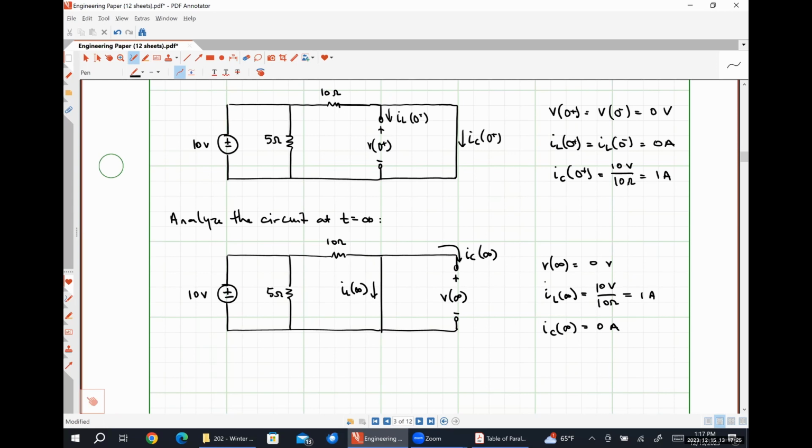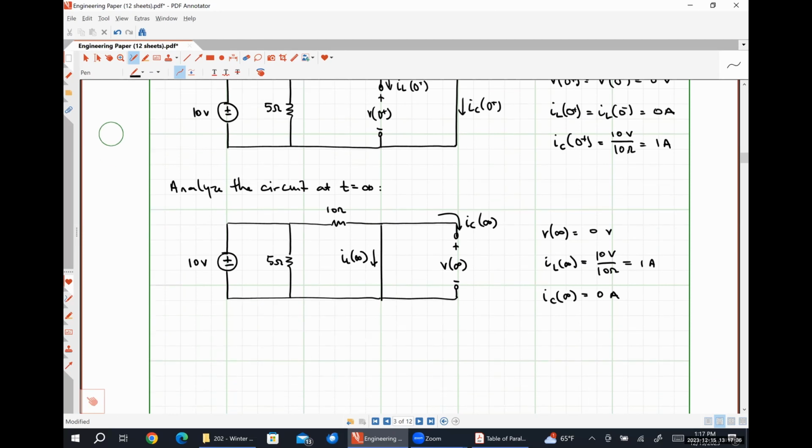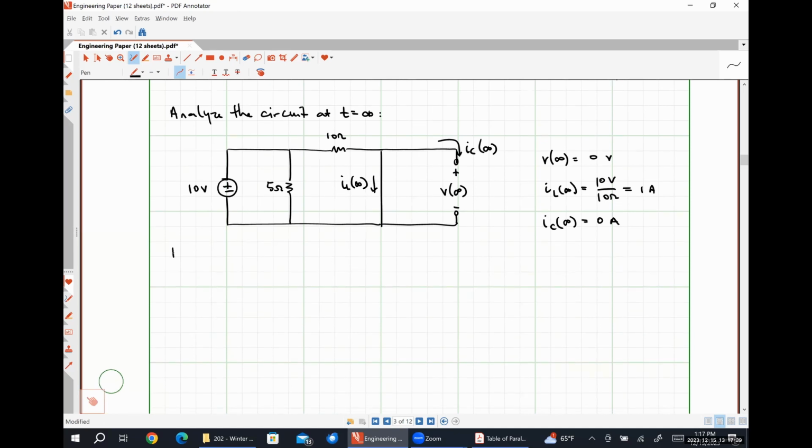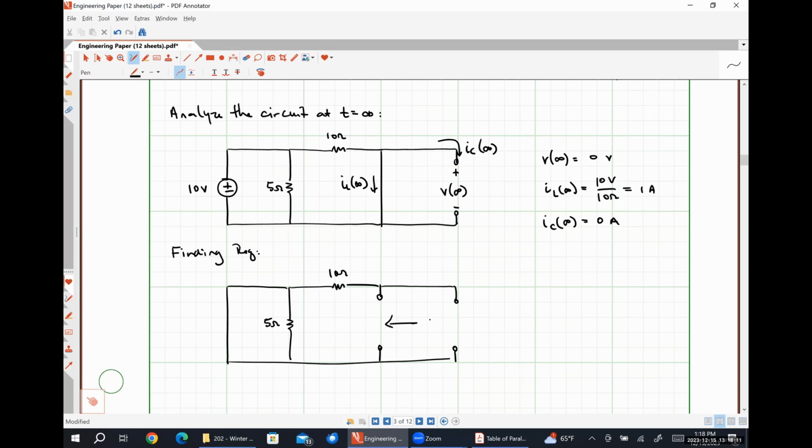But in this case, we have 2 energy storage elements. Luckily for us, they're in parallel. So we're just going to open circuit the capacitor and the inductor and look in with the voltage source turned off. Okay. So let me just write here, finding REQ. So our voltage source is turned off. Here's our 5 ohm resistor. Here's our 10 ohm resistor. We've taken out our inductance. We've also taken out our capacitance. And we're looking into the terminals of our energy storage elements.